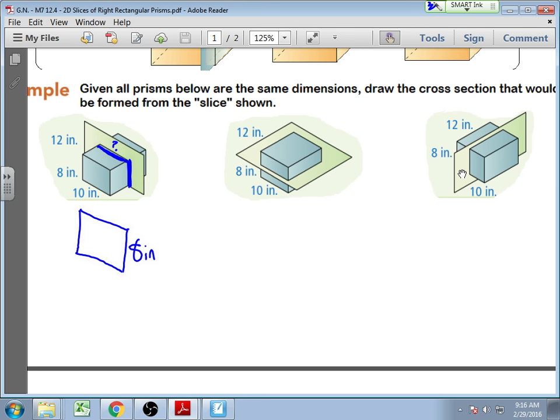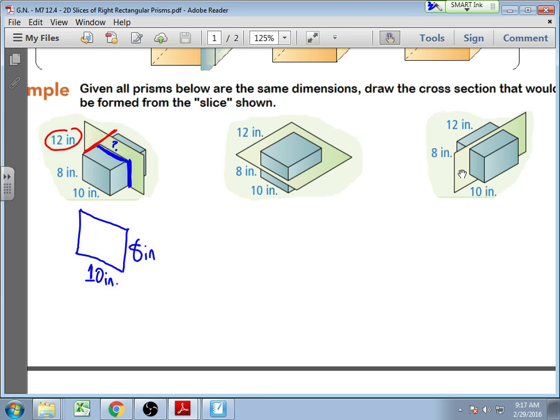12 is the length, like how deep it is into the page. So that 12 relates with this, which we don't care about because my slice is chopping through that. So we don't care about the 12. We care about the 8 and the 10, and those will be my dimensions. So try your next 2 shapes. What will be the dimensions of those slices that we create?